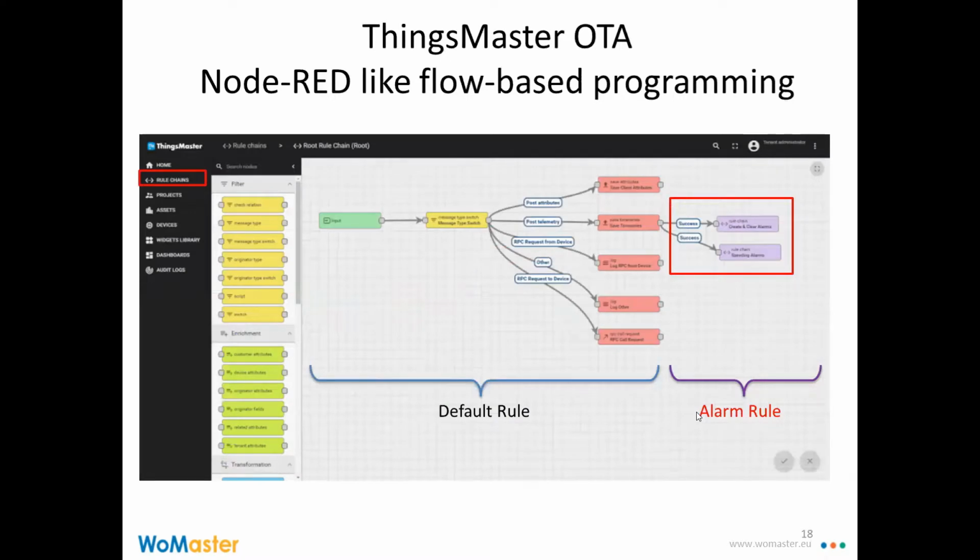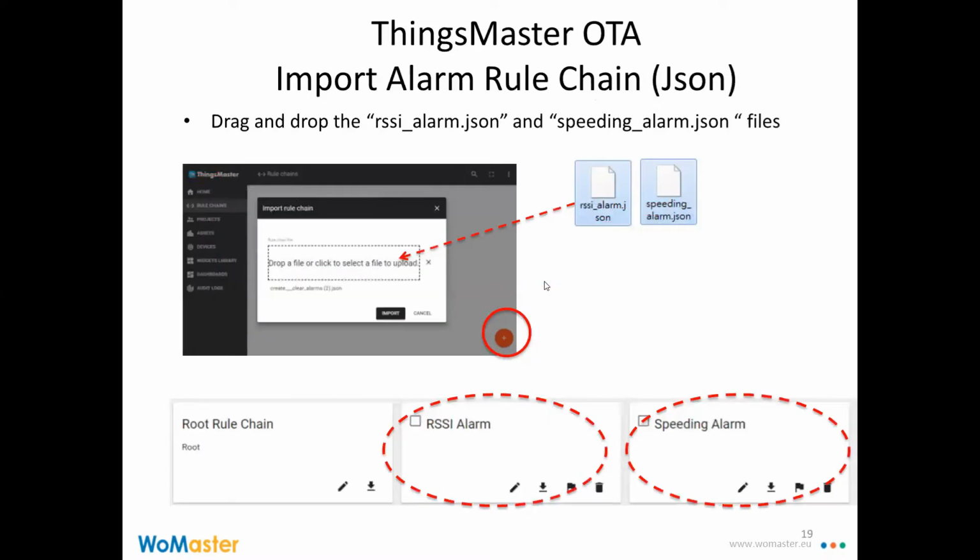In the OTA, we provide Node-RED-like flow-based programming. It's very convenient for the customer to add an alarm or change an alarm without any coding required or any upgrade required. It's very easy to change alarm rules by using the Node-RED-like flow-based programming. This is an example of how we do the alarm rule change. We import and drop the RSSI alarm JSON file and also the speeding alarm JSON file to the OTA, and we can apply these alarms to the OTA.